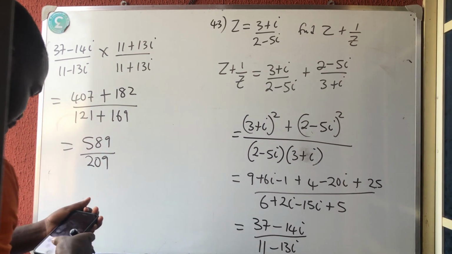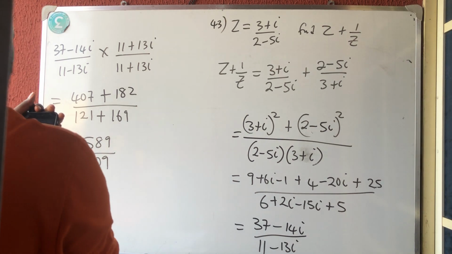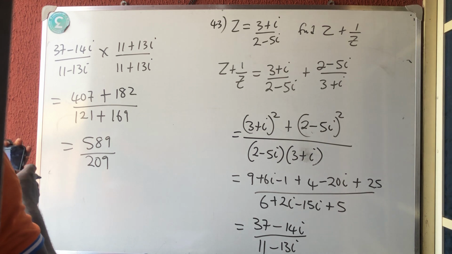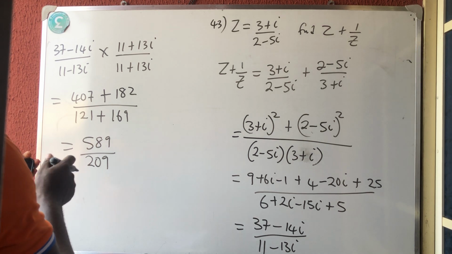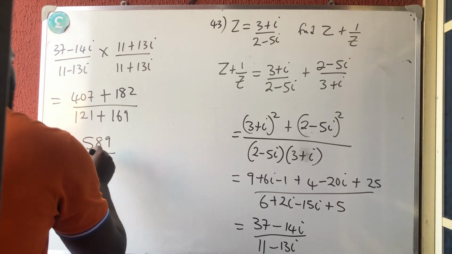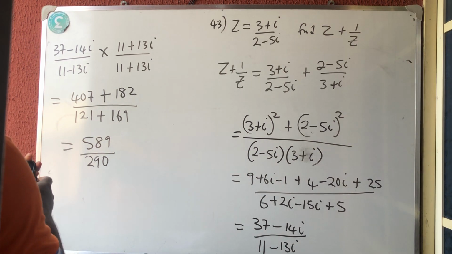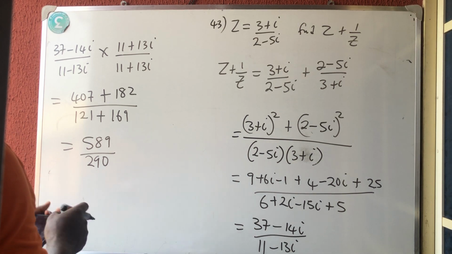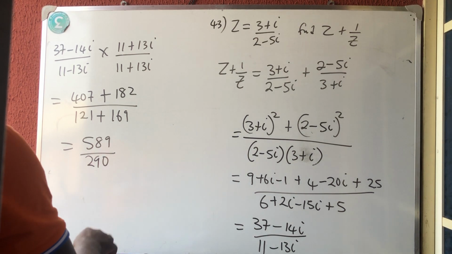Okay, so that is that. So I don't know if anything can divide. Okay, 290, not 209, 290. Okay, so 589 over 290. So that is that.